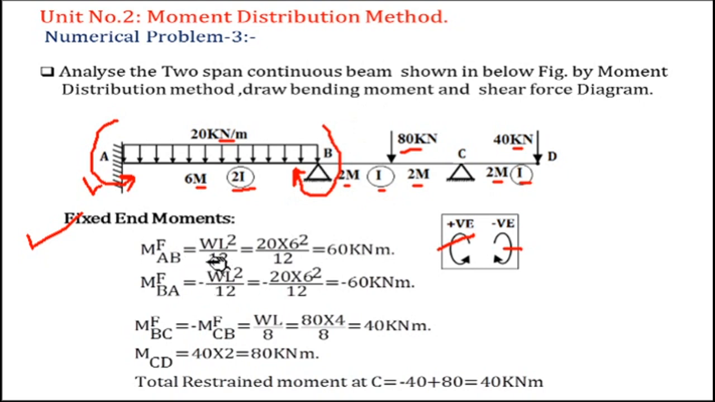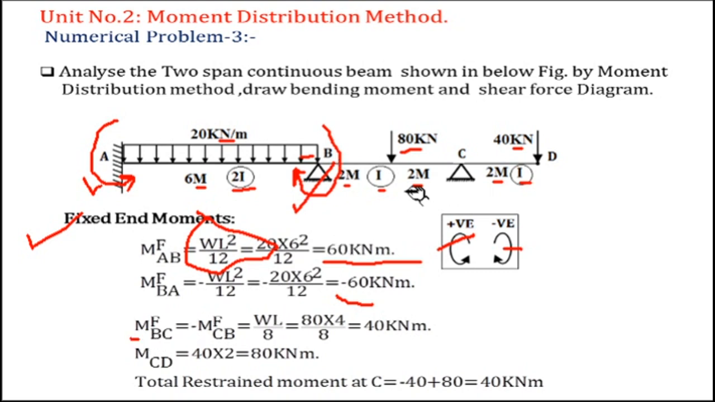So the formula for fixed end moment for span AB, with UDL of 20 kN per meter, is WL square by 12. Now putting the values, W is 20, L is 6, we have 60 kN meter positive. For BA fixed end moment, the formula remains the same. Only the sign you have to take is minus 60 kN meter because it acts in clockwise direction at B.